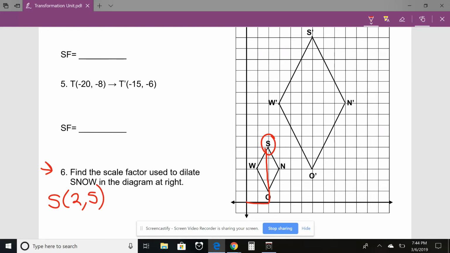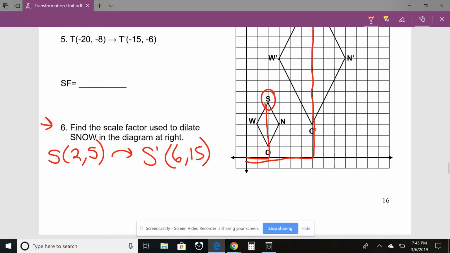Now we have to look at the prime version of S and see how they compare. The prime version of S, which is up here, is 1, 2, 3, 4, 5, 6, and up 2, 4, 6, 8, 10, 12, 15. So S prime is (6, 15). You're seeing how S goes to S prime.